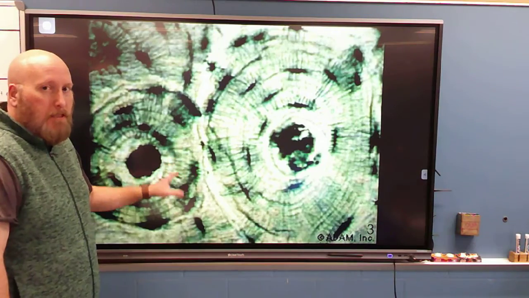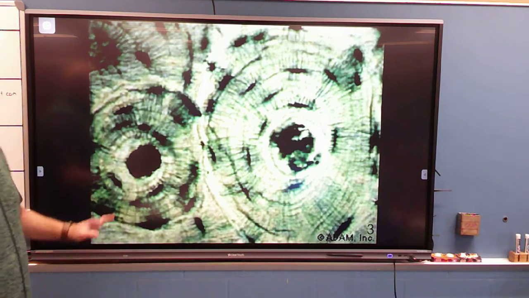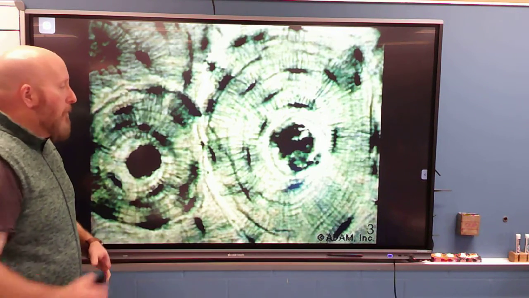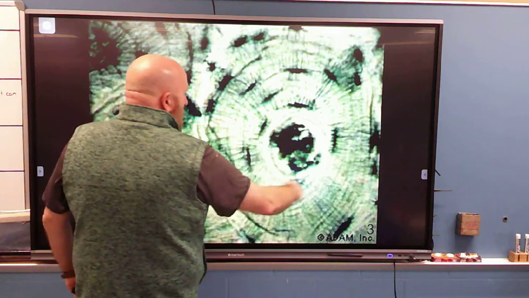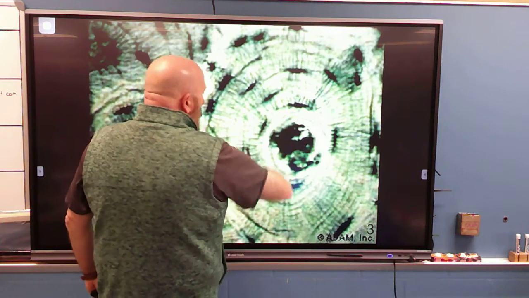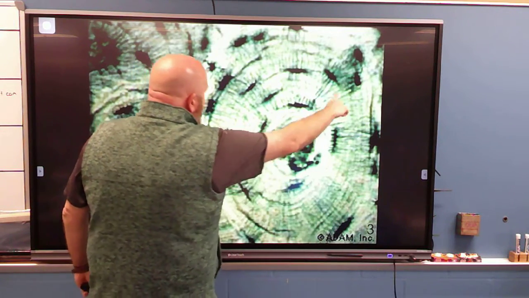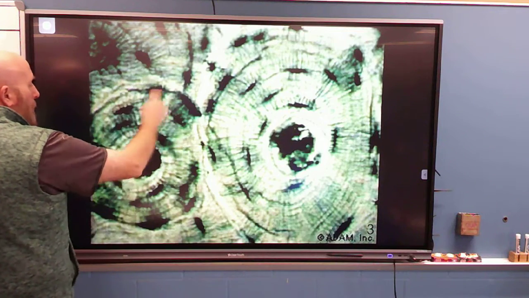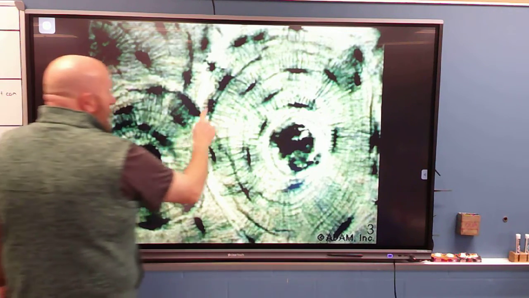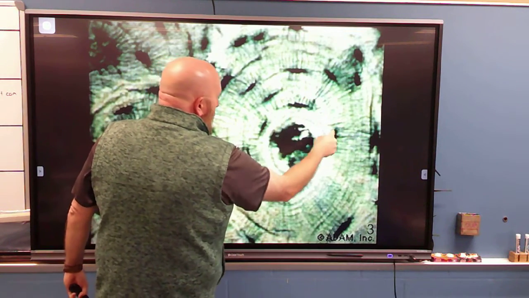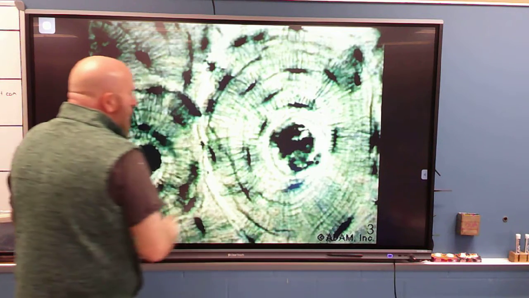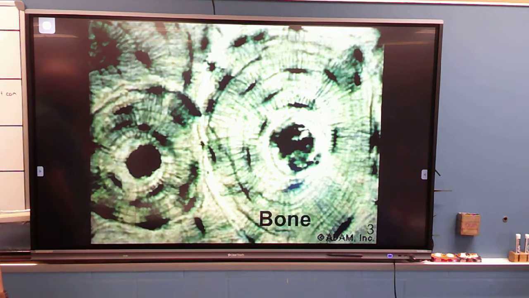All right? Let's look at the next one. The next one ought to be just about as easy as the first one we saw. You see how you got this central circular pattern going on here? This target shaped pattern here and this target shaped pattern right here. And all these little black spots are where the little cells are located. This is bone tissue. Okay?